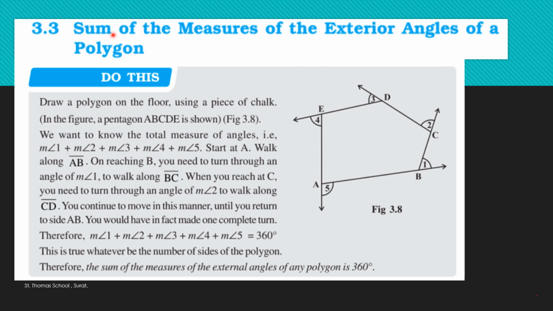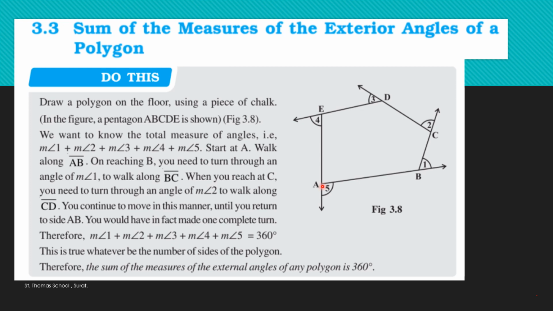Today we are going to study some of the measures of the exterior angles of a polygon. You can open your textbook page number 42, and on page number 43 you can see one activity. Do this. They have given one polygon. Draw a polygon on the floor using a piece of chalk. We want to know the total measure of angles, that is, measure of angle 1 plus measure of angle 2 plus measure of angle 3 plus measure of angle 4 plus measure of angle 5. They are called exterior angles of this polygon. So they are saying how to start this activity.